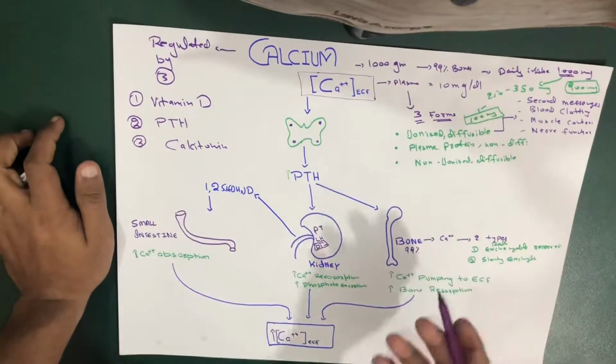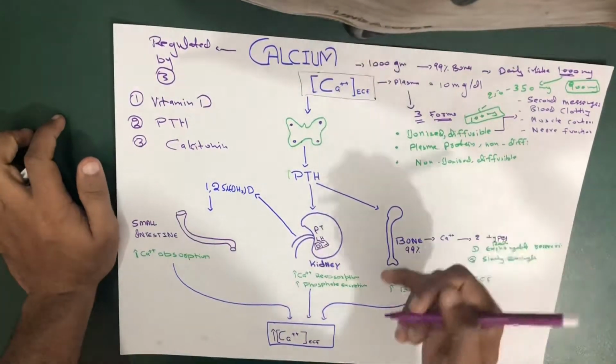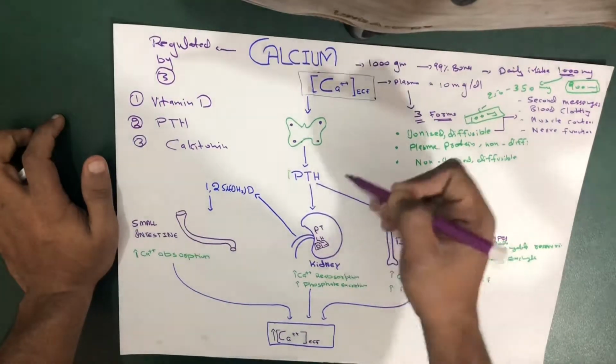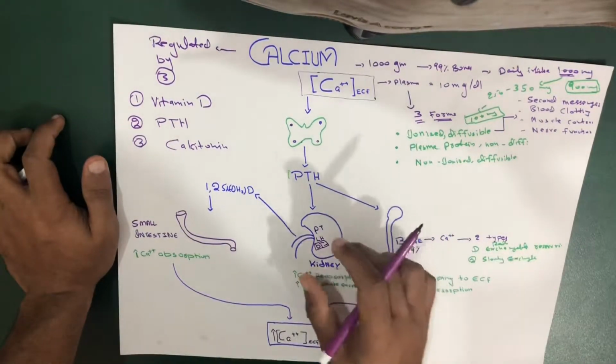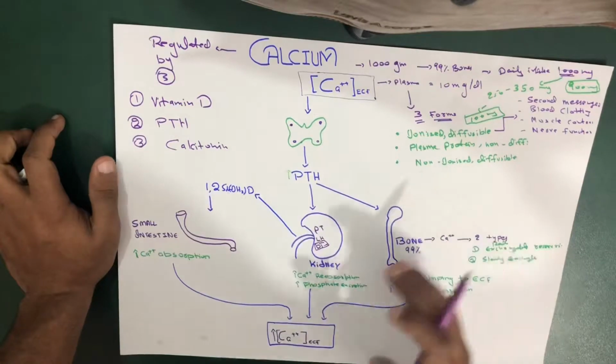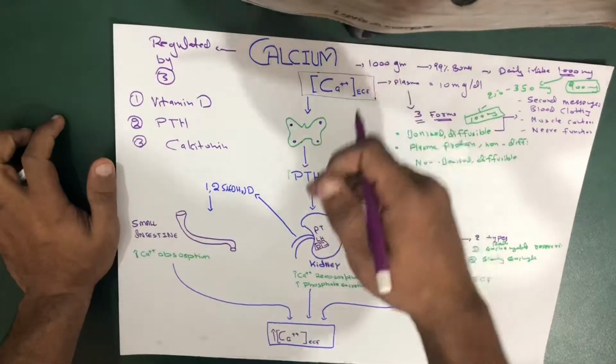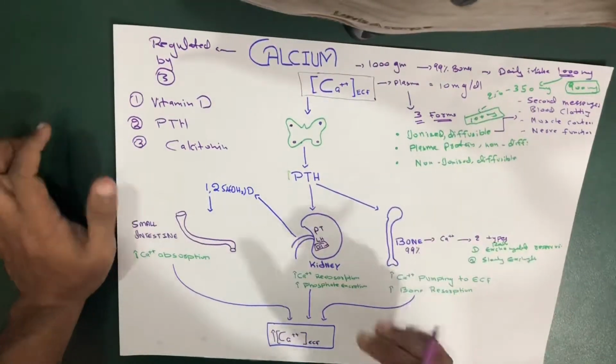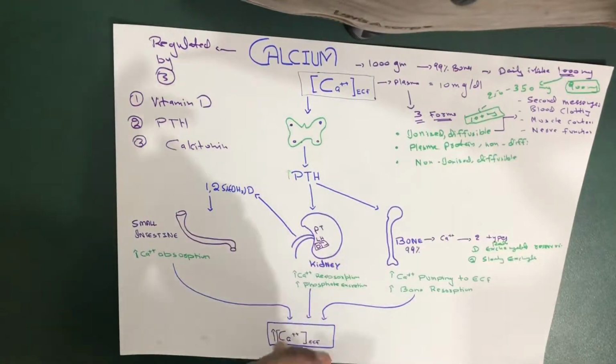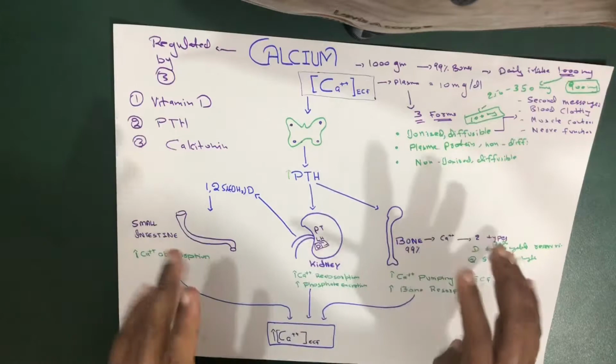So this is what happens when the calcium goes down: the parathyroid hormone goes up and directly maintains it. As soon as the calcium level is restored, by the process of negative feedback the parathyroid hormone decreases, and everything returns to the normal condition. This was about the parathyroid hormone.